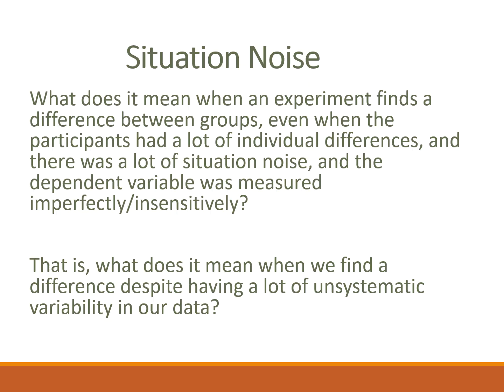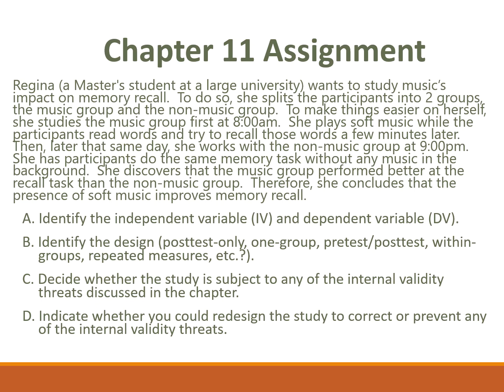So what does it mean when we find a difference despite having a lot of unsystematic variability in our data? It basically means we need to do more studies. It probably tells us it's time to actually ratchet down and do a controlled experiment to find out if the effect is actually there. So the final thing I want to cover in this lecture is the Chapter 11 assignment.